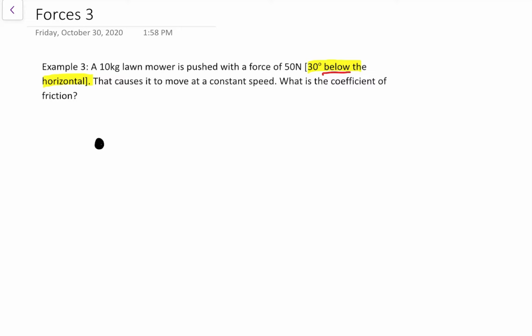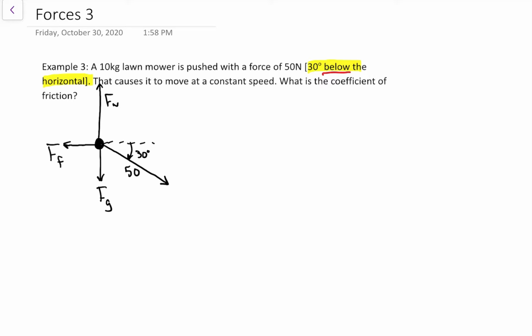In this case, it says the applied force is 30 degrees below the horizontal, so it's going down here. And we're pushing with a force of 50. The given angle is 30. We've got a normal force. We've got gravity. And it mentions a coefficient of friction, so we've got some friction.